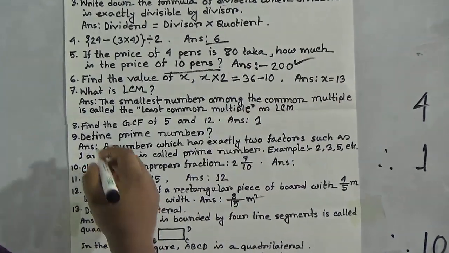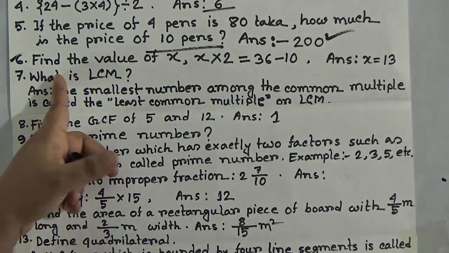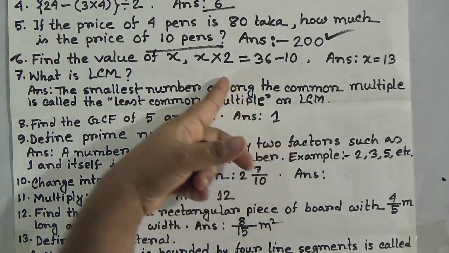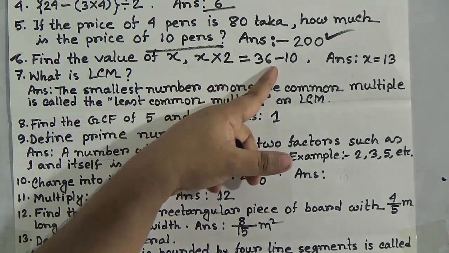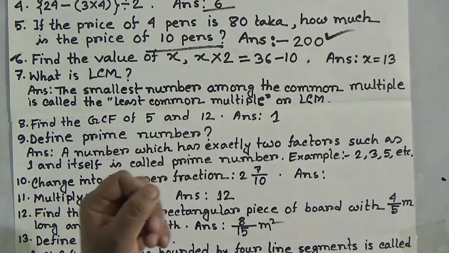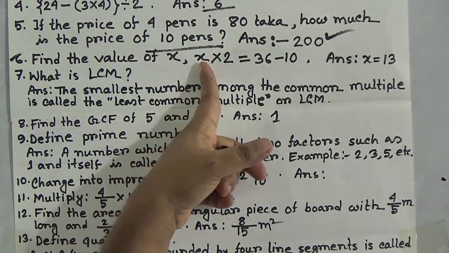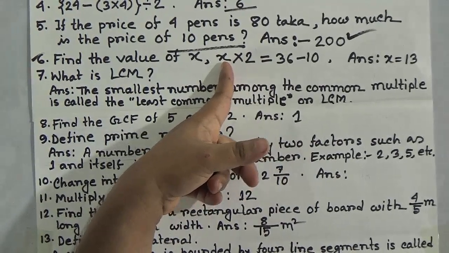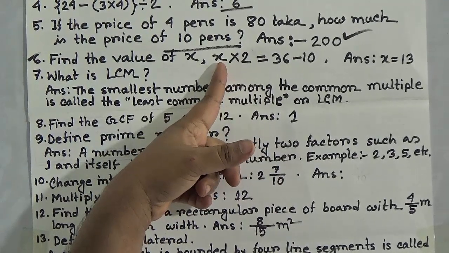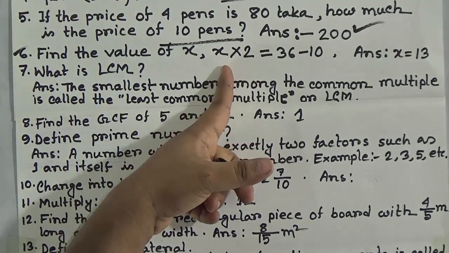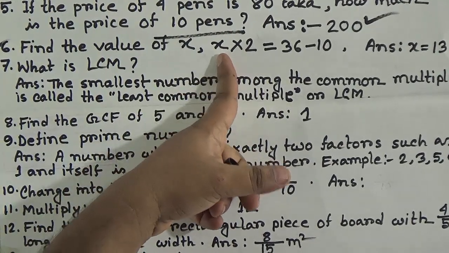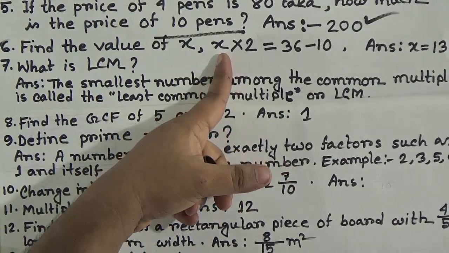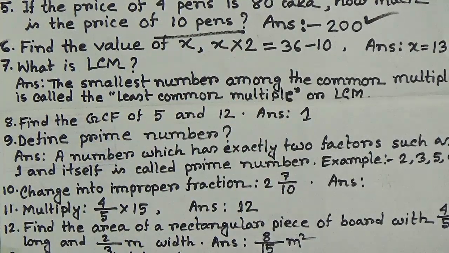Okay. Our next question is, find the value of x, where x multiplied by 2 equals 36 minus 10. Here x is an unknown value. This is called a variable. We need to find out the value of this x. So how can we find out the value of x? Let us start to solve.